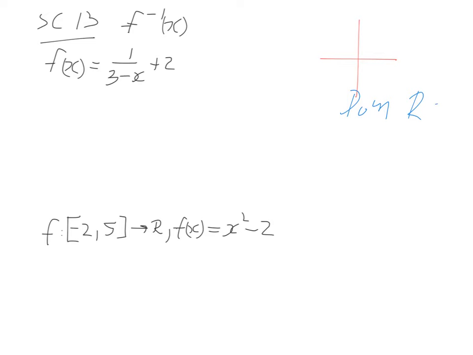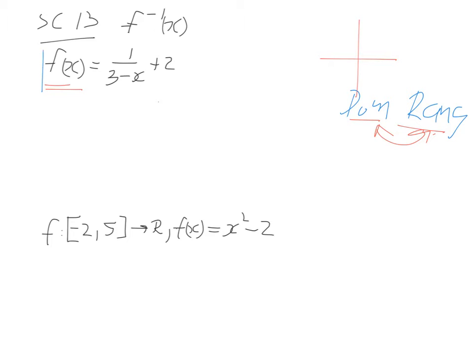So first thing to remember is, what do we know about the domain and range of a function and its inverse? That's right, we swap them over. So what the domain is in the original becomes the range in the inverse, and what's the range in the original becomes the domain in the inverse.